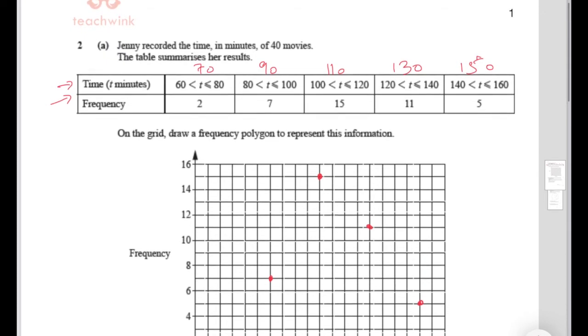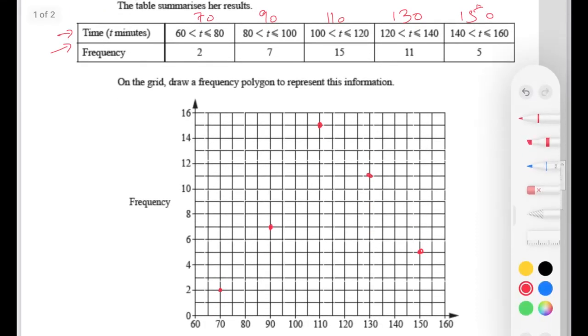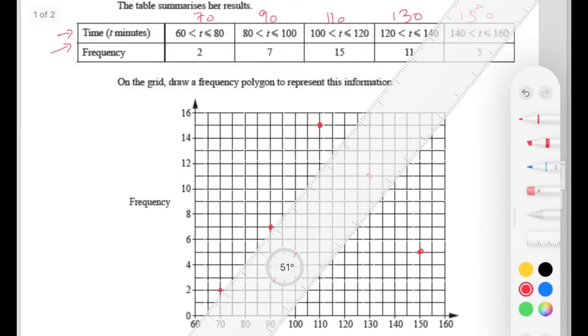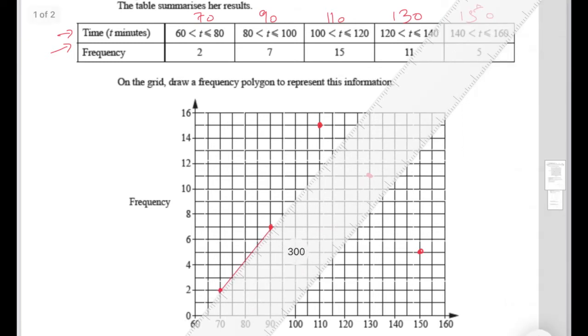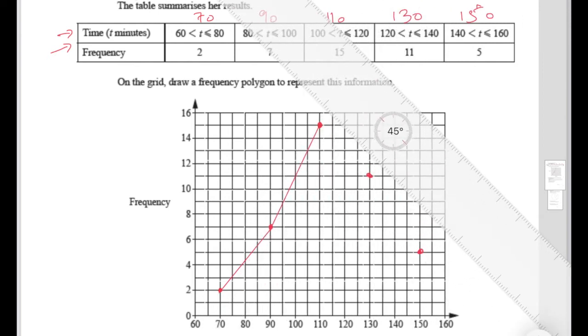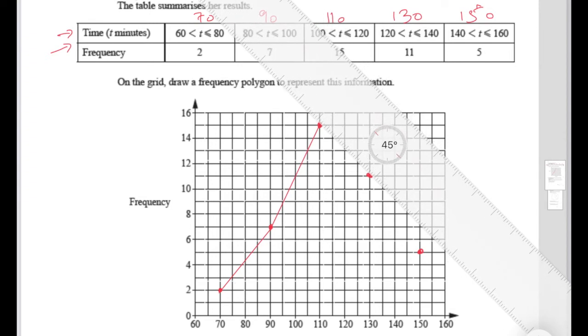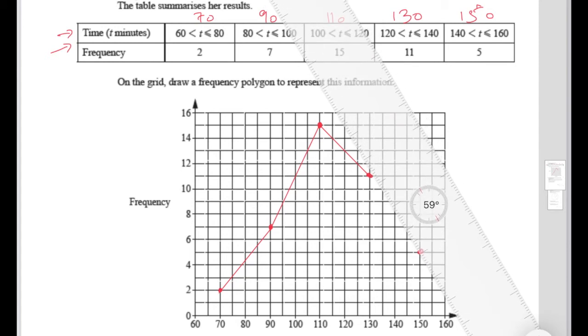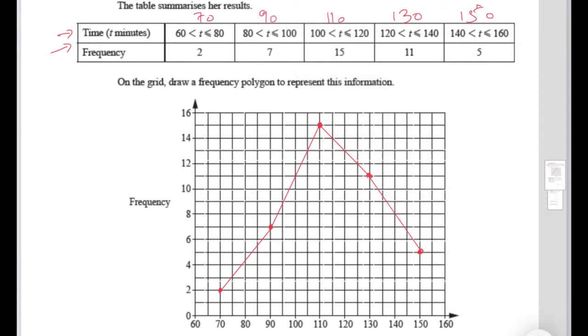Now it says draw a frequency polygon. That means we just need to connect these dots with straight lines. They don't need to be curved or anything, so we just connect them like this. This one goes for the first two, then this for the other two, then this one for these 2 points, and then for this you have this. Okay, this is your frequency polygon. This is quite simple enough.